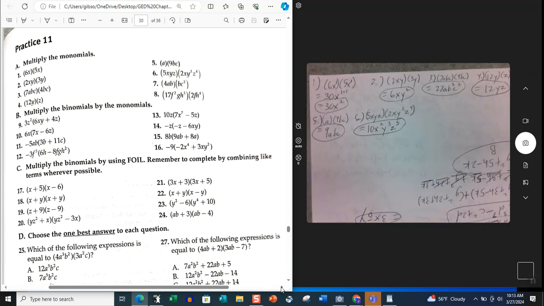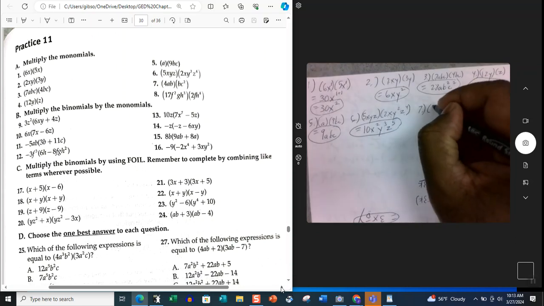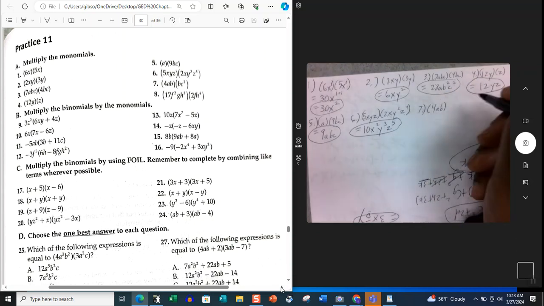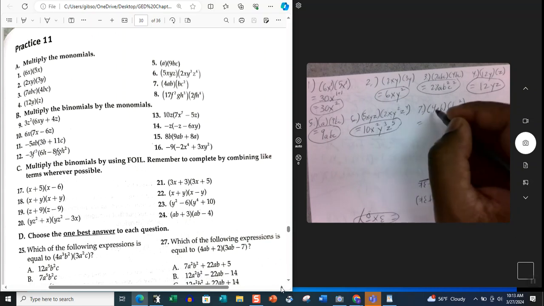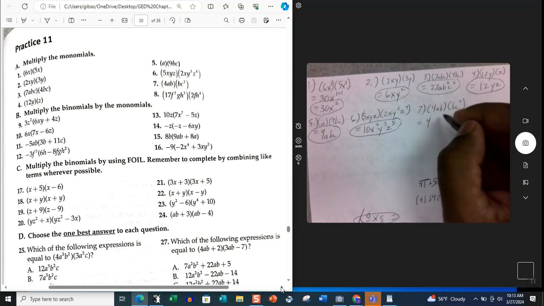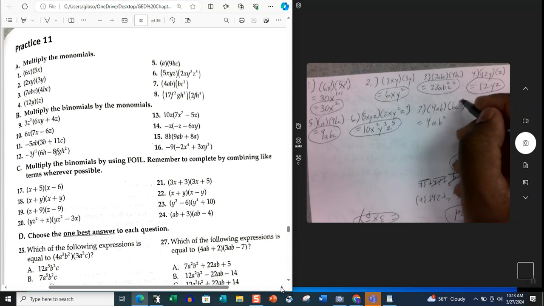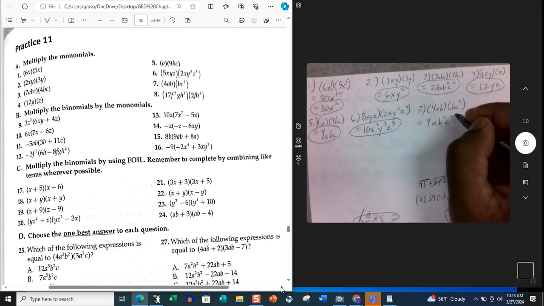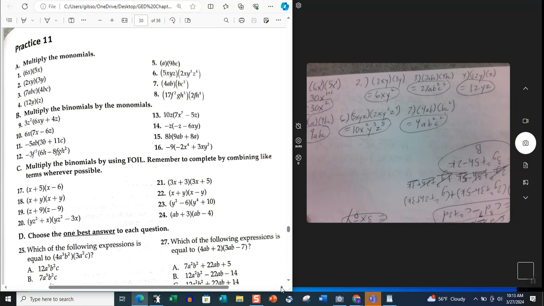Okay, now, number 7. We have 4ab times bc squared. Now, we have 4, that would be 4 times 1 is 4. We only have a here, so we'll bring down the a. B times b would give us b squared, and then we only have a c squared, so we bring that down as well. So that's it for problem number 7.